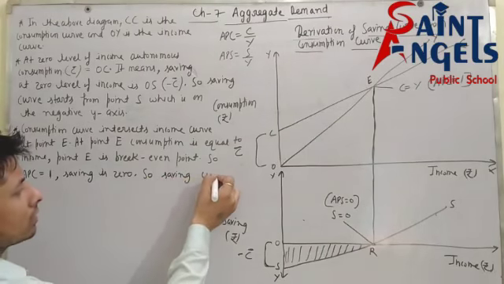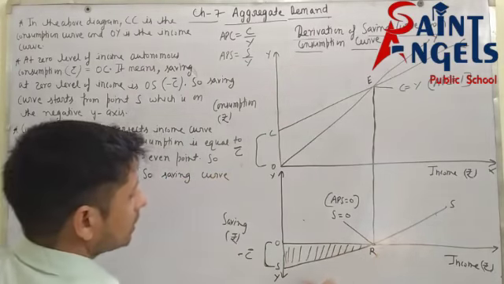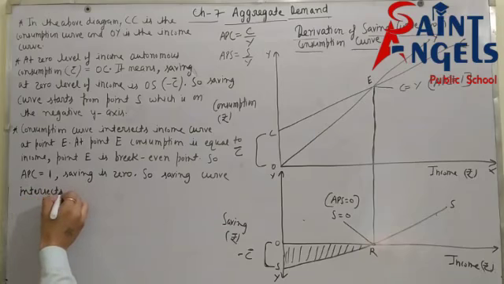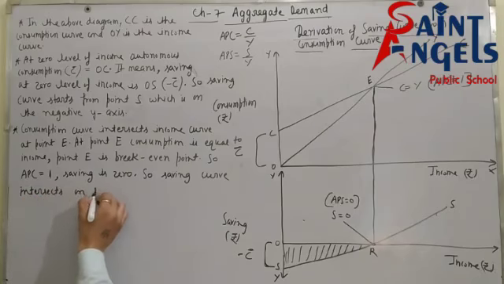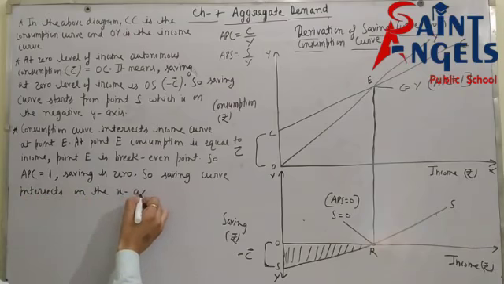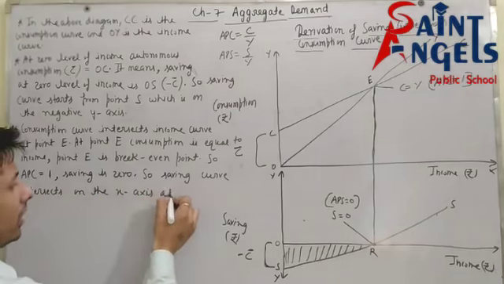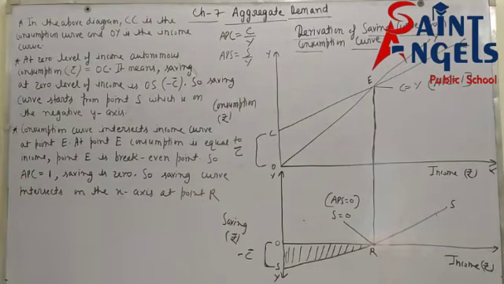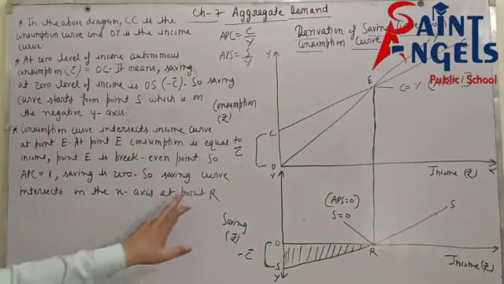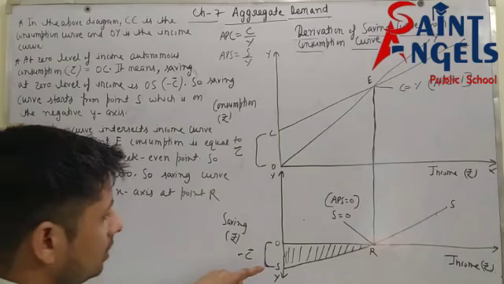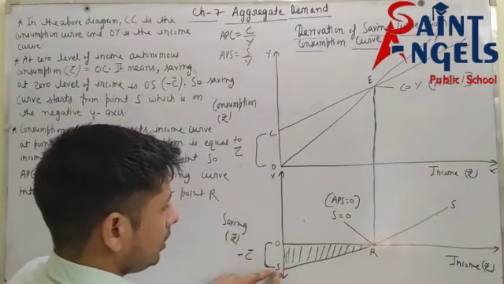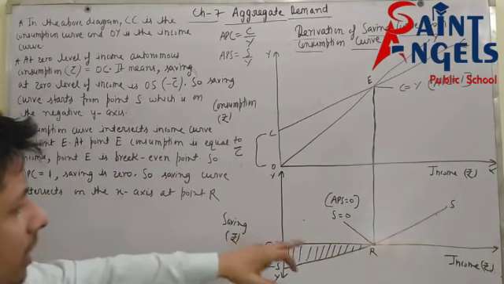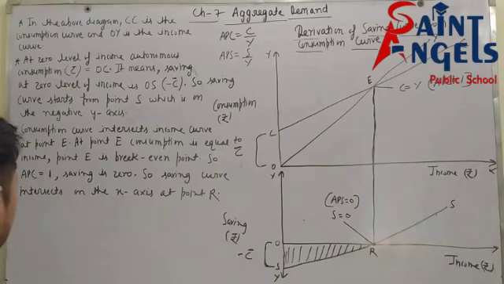So the saving curve intersects the x-axis at point R. I hope all of you have understood. See, this is point S and this is point R. So the saving curve intersects the x-axis at point R.